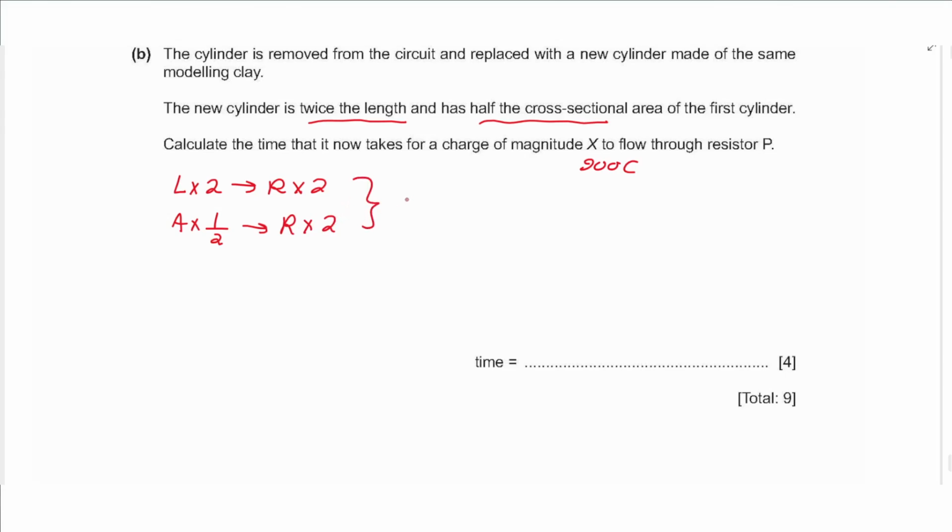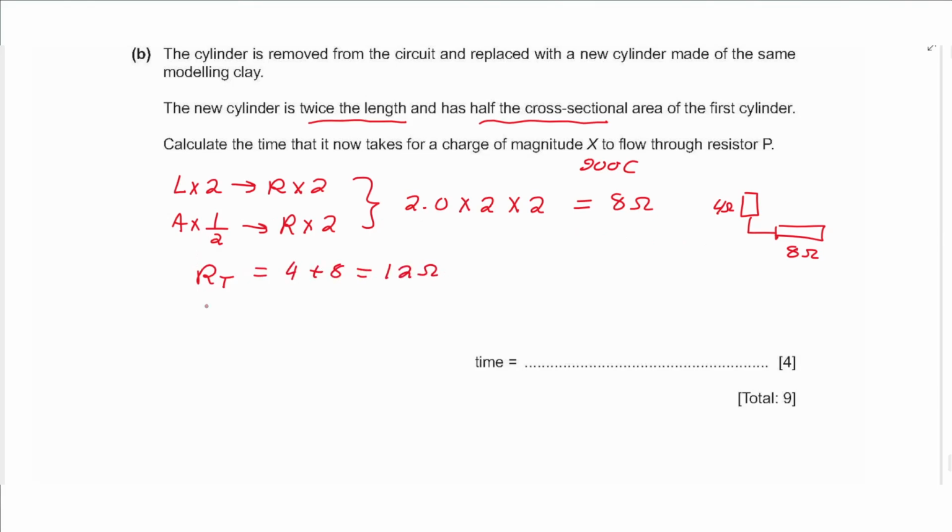So we take the first resistance, which is 2 ohms, and then we multiply it by 2, once for the length and once for the area. That gives a total resistance of 8 ohms. And now the circuit is a 4 ohm resistor connected to an 8 ohm resistor in series. So the total resistance of the circuit is 4 plus 8, that is 12 ohms. Now we can get the current. The total current in the circuit is equal to the total voltage, which was 9, divided by 12 ohms, the total resistance. We get a current of 0.75 amperes, and that is related to the time and charge.